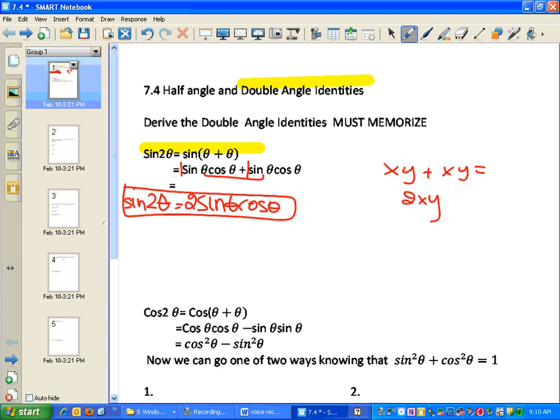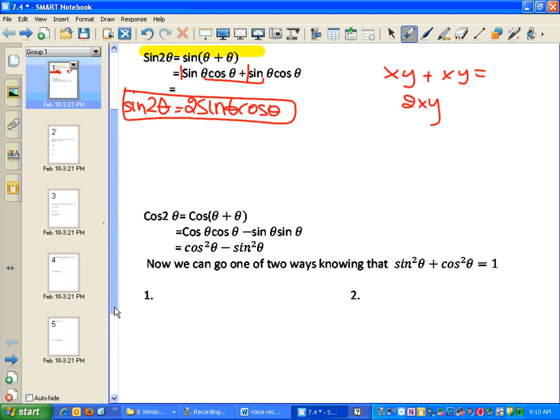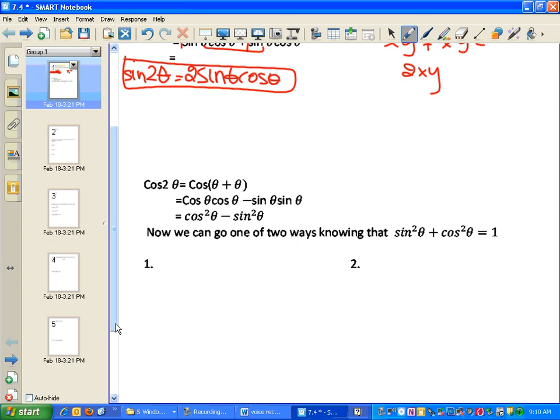Okay? So the same application happens here for the cosine of 2 theta. We know that that's the cosine of theta plus theta, which we remember from our little video that the cosines always stick together and the sines stick together, right? So cosine times cosine is cosine squared. Sine times sine is sine squared. So we're going to go one of two ways now. We have two formulas that we can use, but you only have to memorize one because you can always get the other one from it.